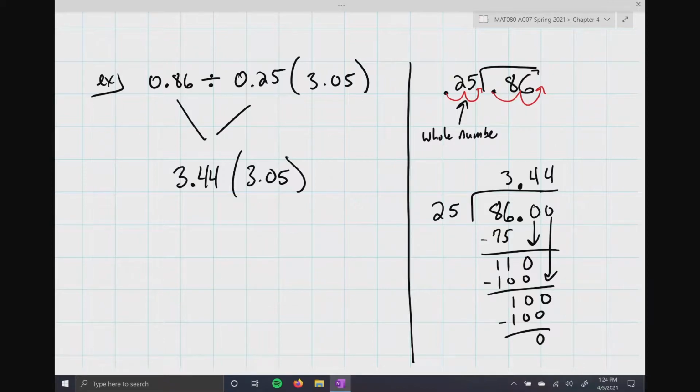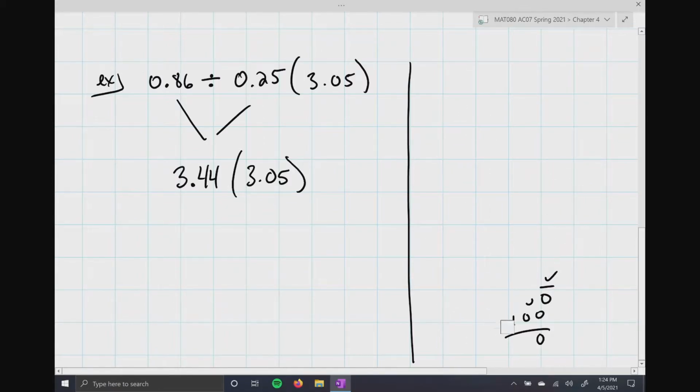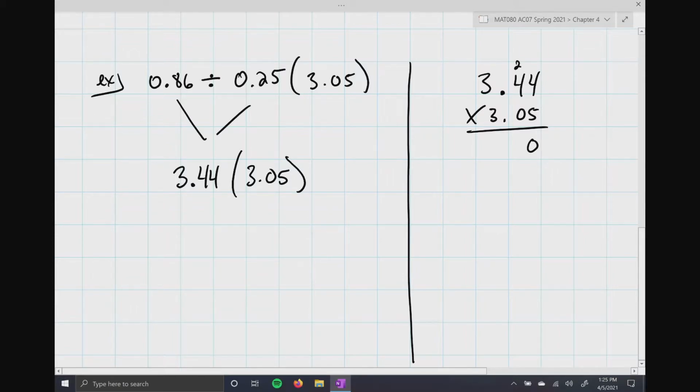All right. So I'm going to erase this. I'm going to take 3.44 and multiply it by 3.05. 5 times 4 is 20. Carry the 2. 5 times 4 is 20, plus 2 more is 22. Carry the 2. 5 times 3 is 15, plus 2 more is 17. All right. Let me erase my carryovers.